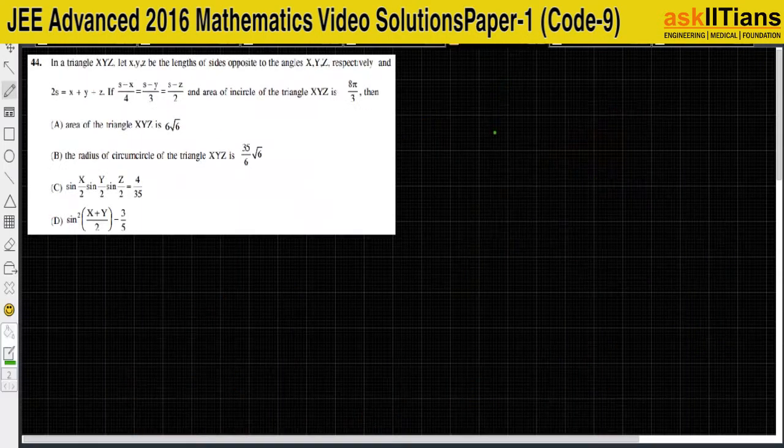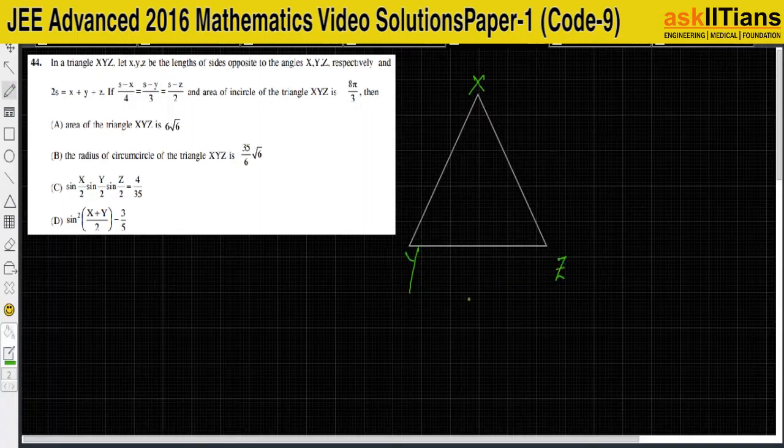And let's move to question number 8. Question number 8 says that in a triangle XYZ, let x, y, z be the lengths of the opposite sides. So there's a triangle like this. The triangle is XYZ. This is small x, this is small y, and this is small z. These three lengths, and it is given that 2s is equal to x plus y plus z.